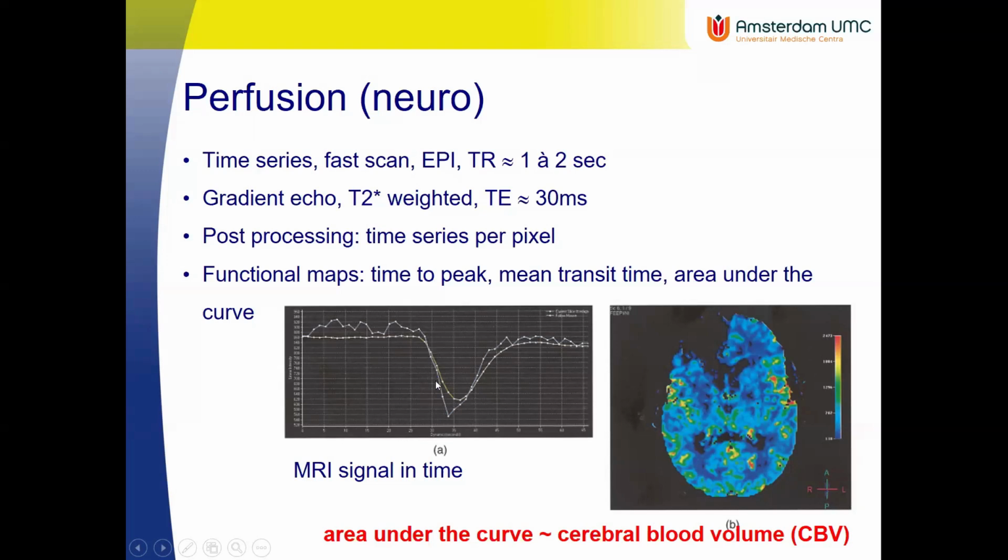And you see at a certain point in time it drops. It drops in signal because at that point in time the contrast agent arrives in the brain, in the blood vessels, and it passes through. And because the contrast agent reduces the T2 star, the signal in this T2 star weighted sequence goes down. So it goes down, and then the contrast agent passes, so the signal goes back up.